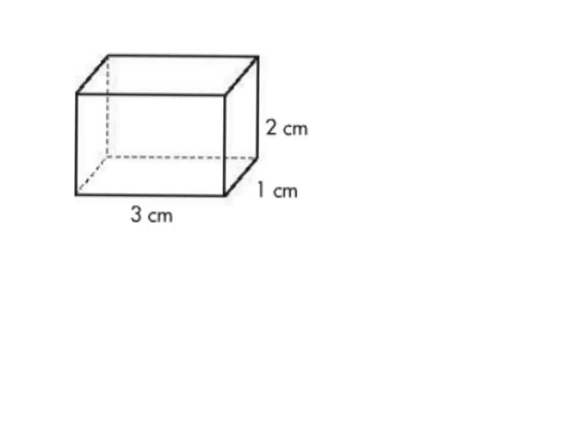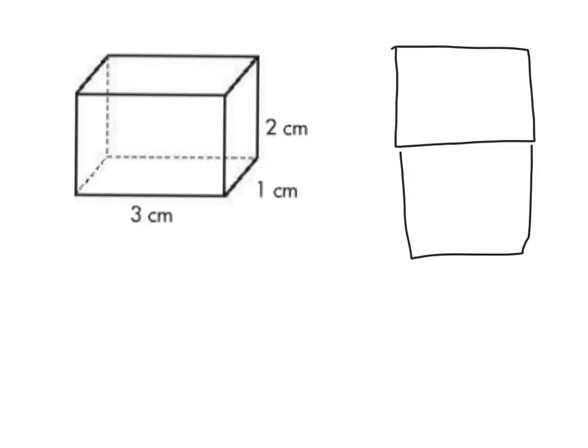Let's try one. Okay, so this one is not made into a net yet. So we're going to take that and make it into a net. So I see that it has this front face and this back face, and there's a face in between it.